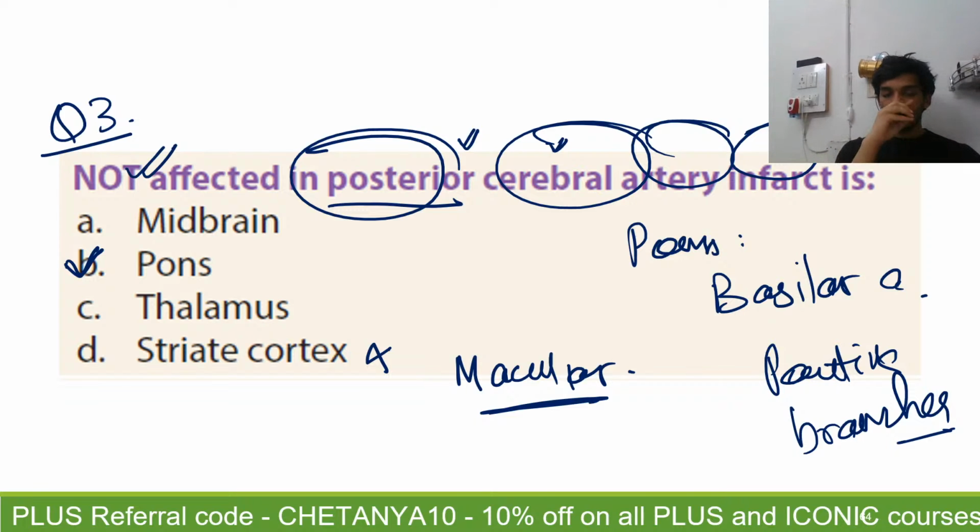Anatomy 3D atlas, nothing happened. I was just telling you that macular sparing will not be the right answer for a simple reason: a posterior cerebral artery infarct will still affect the striate cortex, even though it will leave out the part that is responsible for macular vision. Okay.